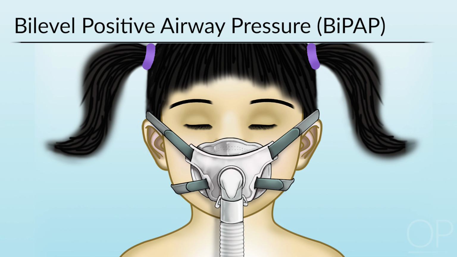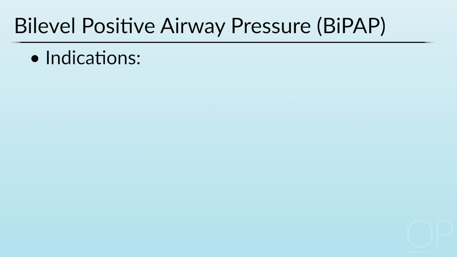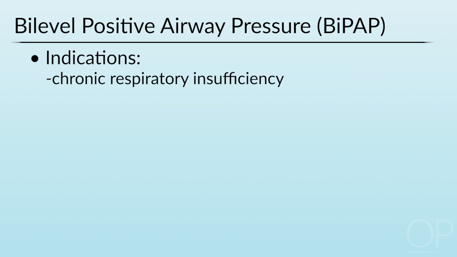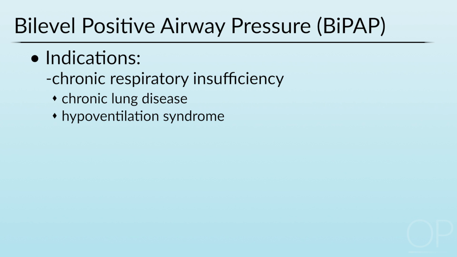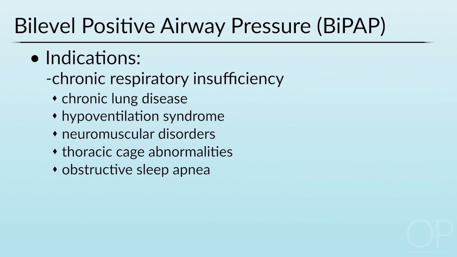So what is BiPAP? BiPAP is bilevel positive airway pressure. It assists ventilation delivered non-invasively by means of a nasal or facial mask or other types of nasal interfaces. With BiPAP, there are two levels of positive airway pressure. One is for the inspiratory phase and one is during the expiratory phase. The indication for BiPAP is chronic respiratory insufficiency and is often associated with the following conditions: chronic lung disease, hypoventilation syndromes, neuromuscular disorders, thoracic cage abnormalities, and obstructive sleep apnea.